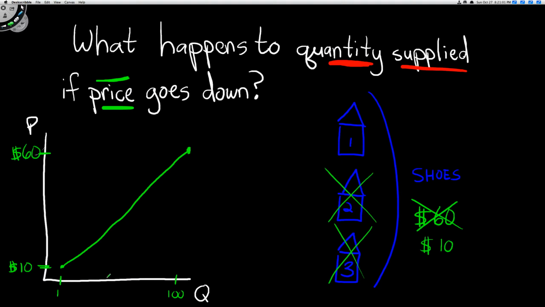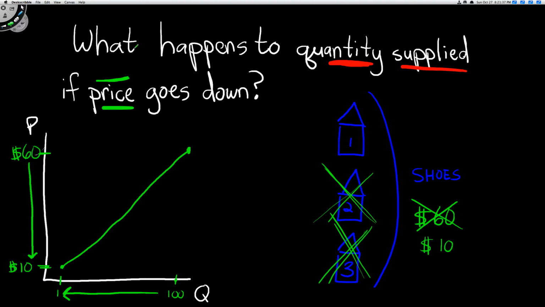So what happens to the quantity supplied? Here's the quantity over here. What happens to the quantity supplied if price goes down? So we saw that the price went down from $60 to $10. When the price was $60, they wanted to sell 100 pairs of shoes because it was a really good profit. However, when the price went down to $10, some of these businesses went out of business and said, we don't want to sell shoes for that cheap, so we're just not going to do it. And so the quantity supplied also went down.